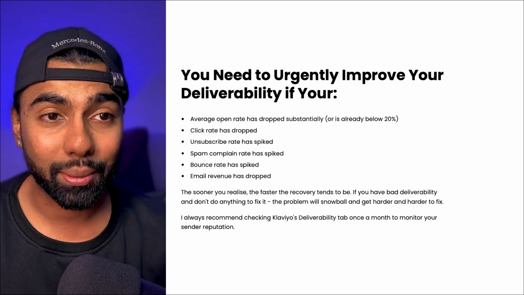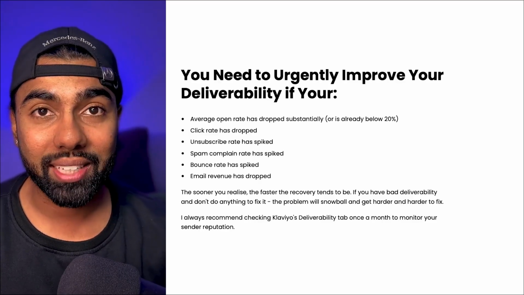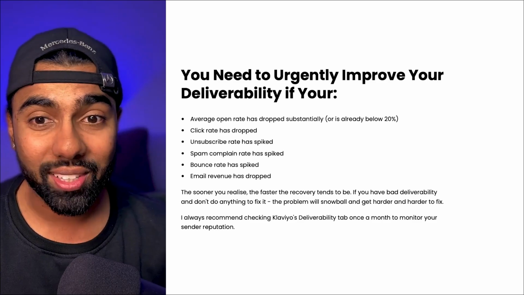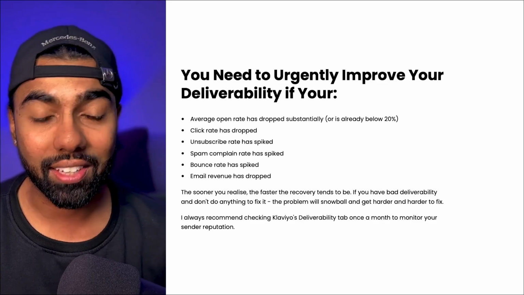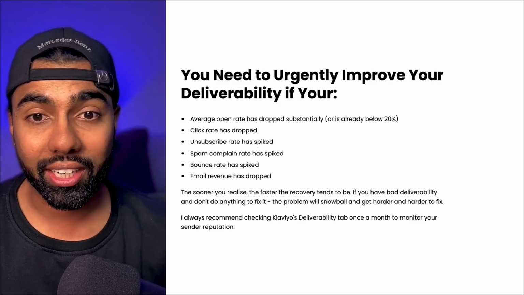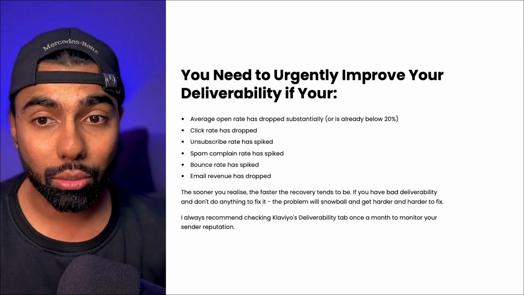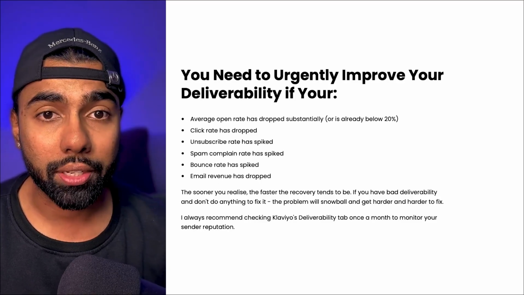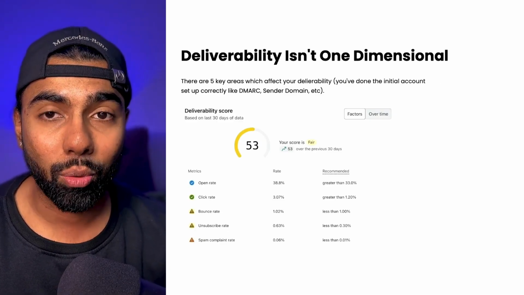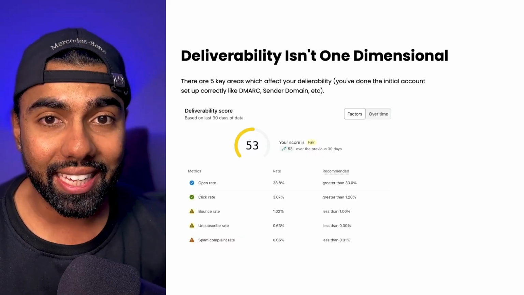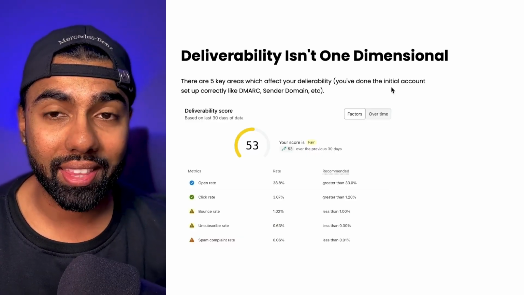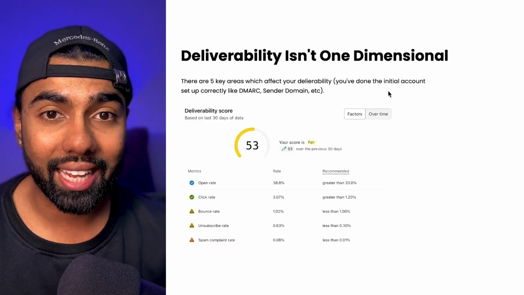Now, if you've got bad deliverability and you don't do anything about it, the problem tends to snowball and it gets worse and worse, and it gets harder and harder to fix as time goes on. So I always recommend checking Klaviyo's deliverability tab at least once a month to monitor your sender reputation. Now, deliverability is not one-dimensional. There are 5 key areas that can affect your deliverability, and that is assuming that you've done all the initial account setup correctly.